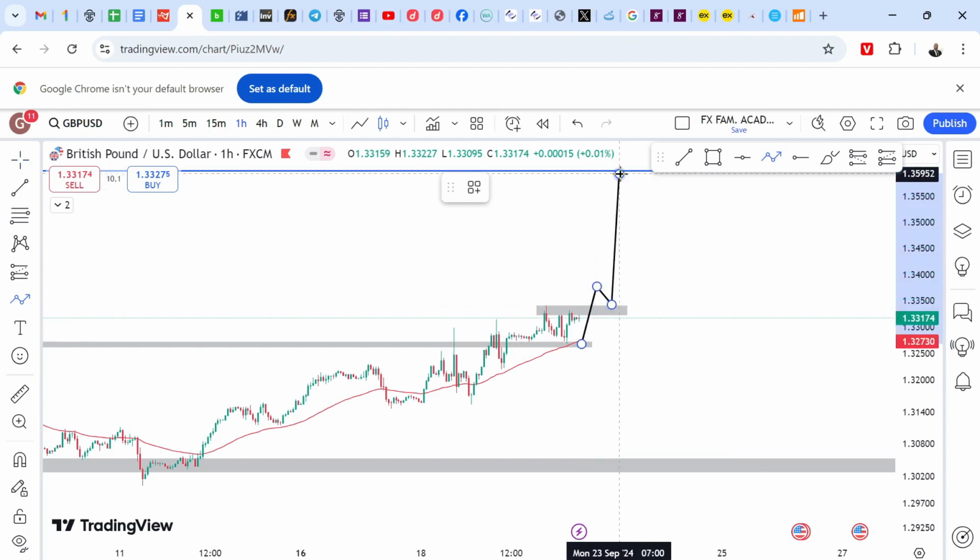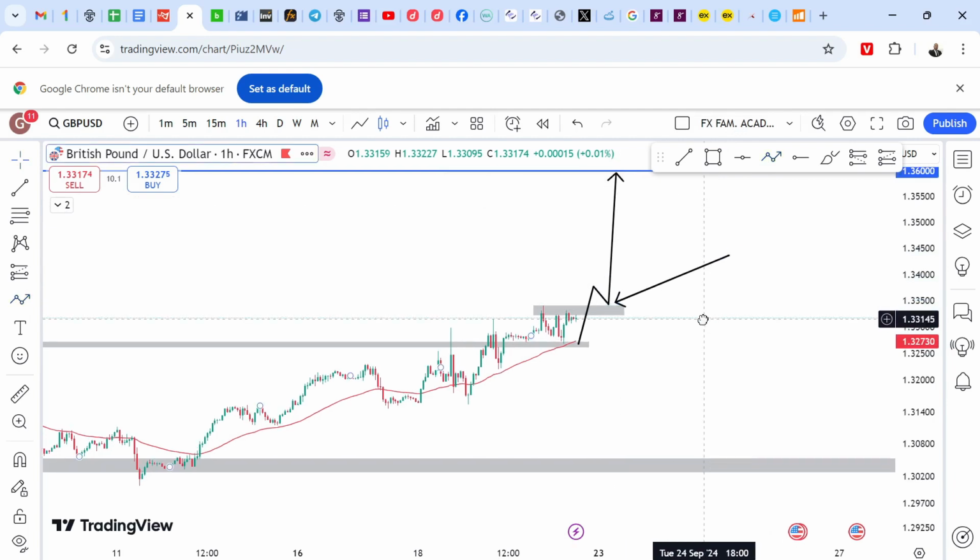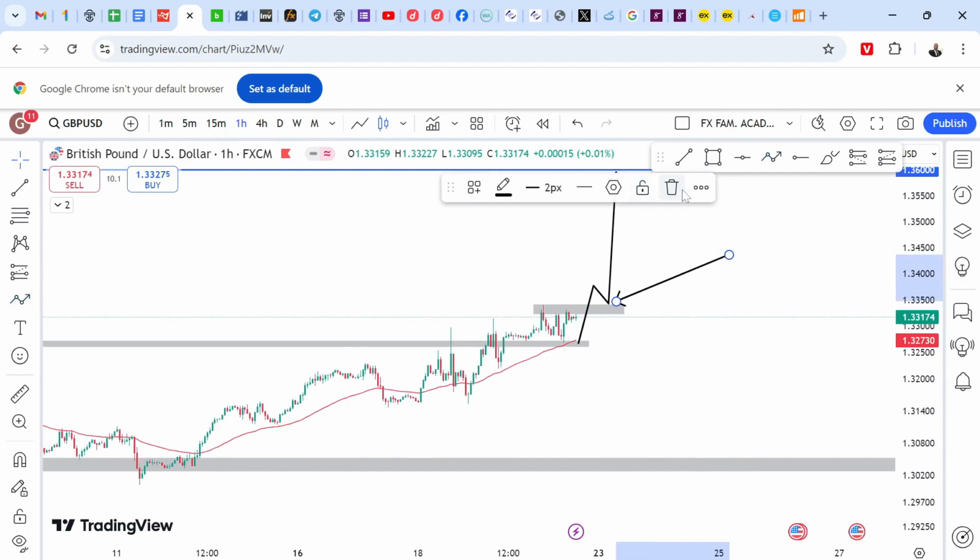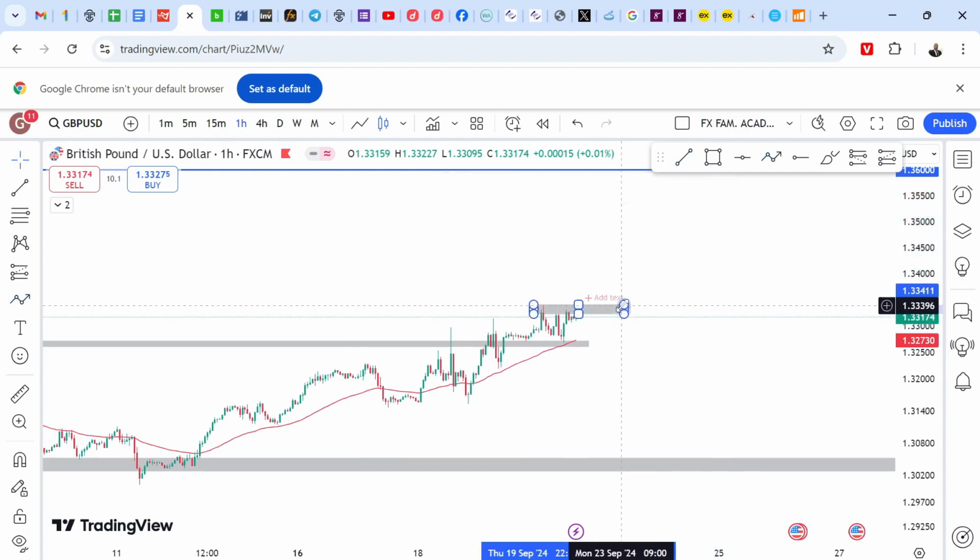This is where you can go in to buy GU. Right now we're still bullish on GU, and that is my projection for this week on GU.